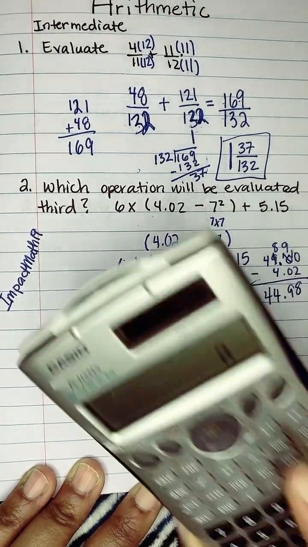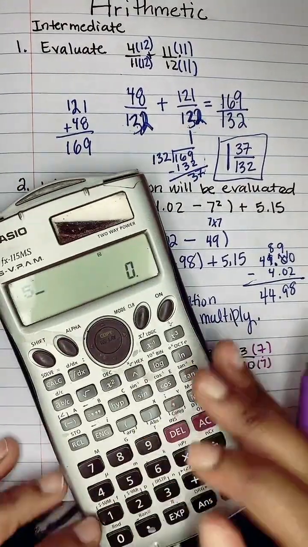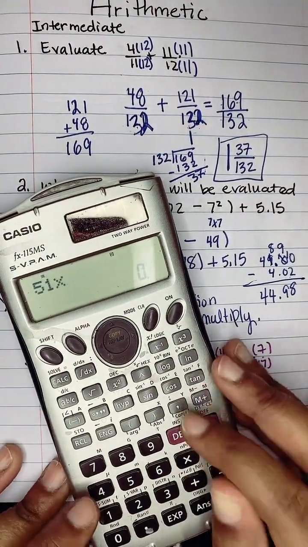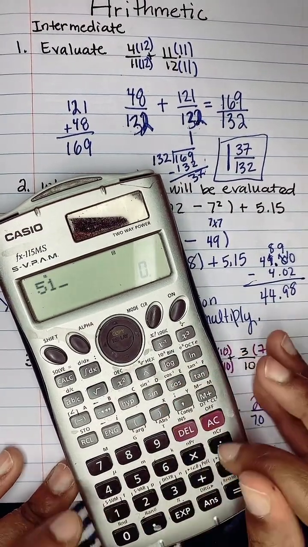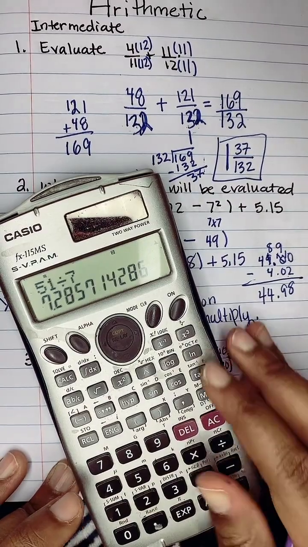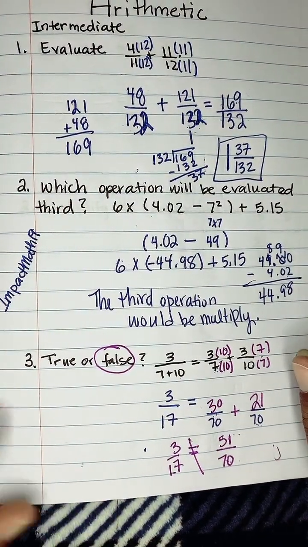So we know it's false because even if we can divide by 7, let me see, 51 divided, oh, I keep on hitting times. 51 divided by 7, no, it don't. So good. And that is it.